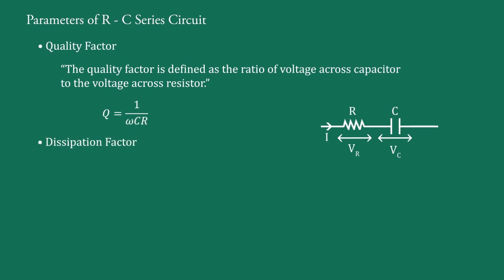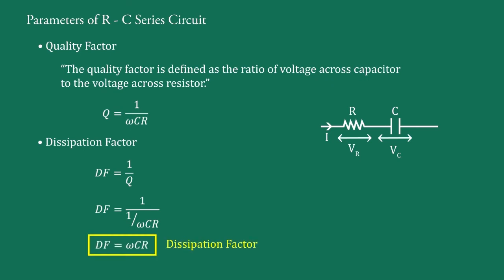Now dissipation factor DF. Dissipation factor is inverse of the quality factor. That is DF equal to 1 upon Q. And hence we can write directly from this quality factor DF equal to 1 upon 1 by omega C R, or DF equal to omega C R. This is the dissipation factor for RC series circuit.